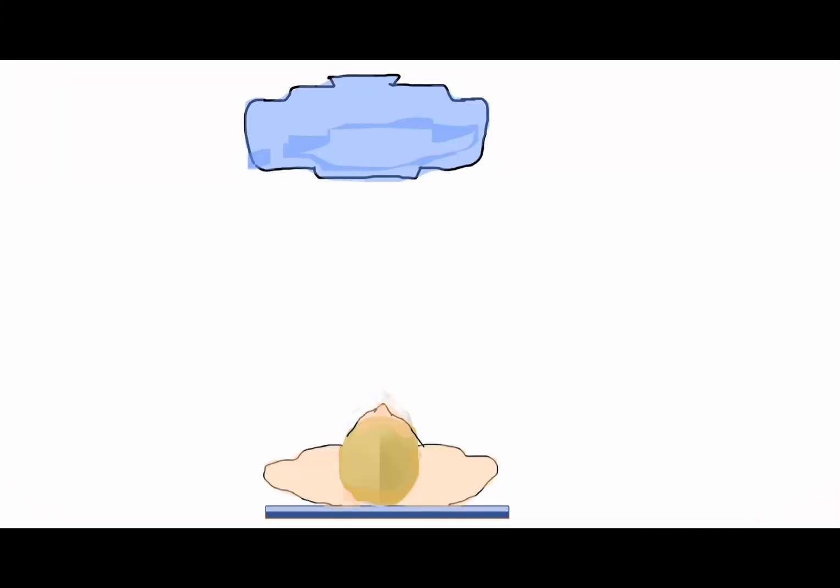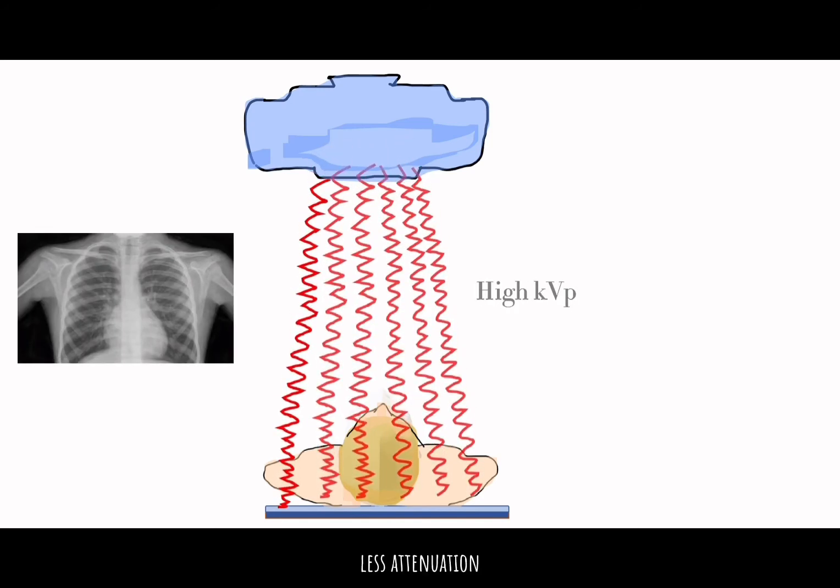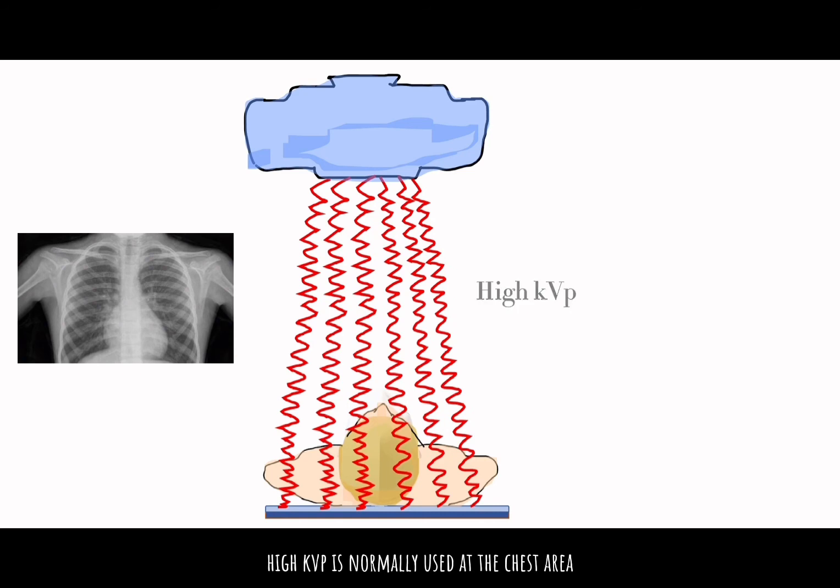At higher kVp, the penetration power will be greater. This will allow the penetration of tissues to have less attenuation. High kVp is normally used at the chest area.